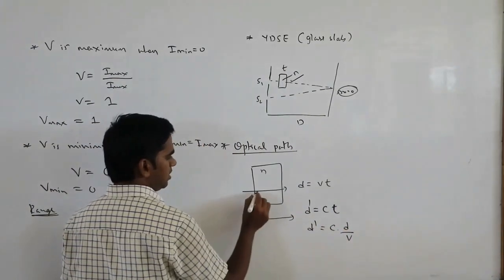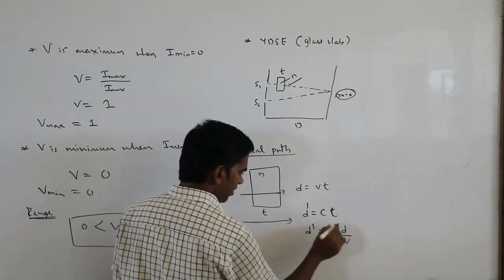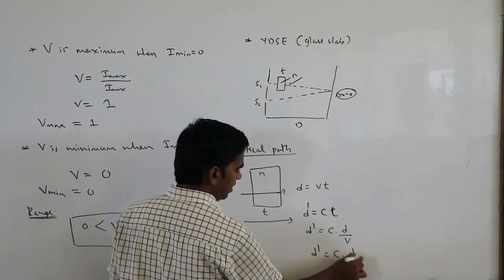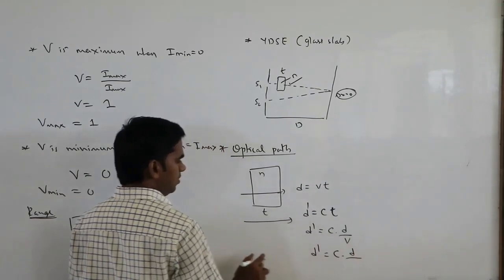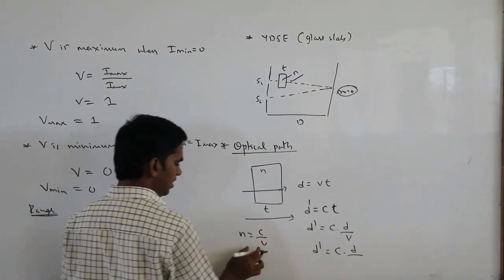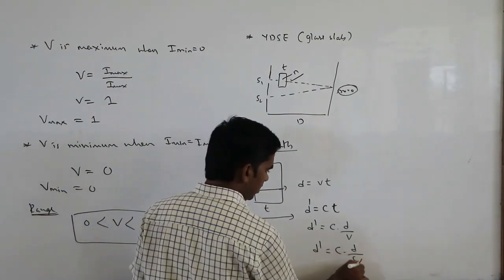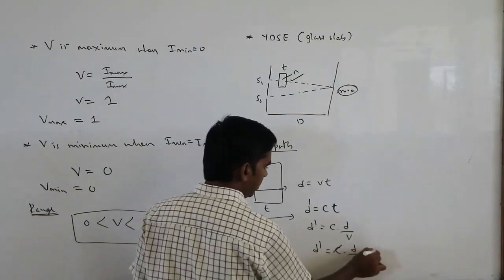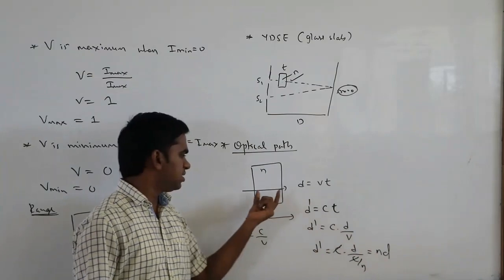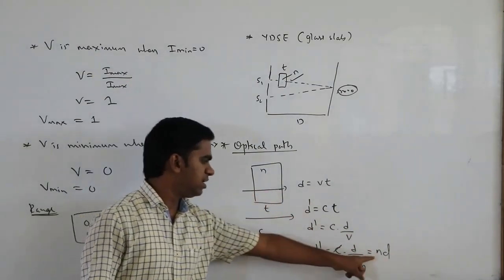So this distance is nothing but the thickness. I will take that at the end. So d dash equals c into d divided by v. We know that n equals c by v, so v is c by n. So c divided by c by n, and c will get cancelled. It is n d. Suppose it travels a distance d in the glass slab; the outside distance you have to take is n into d.